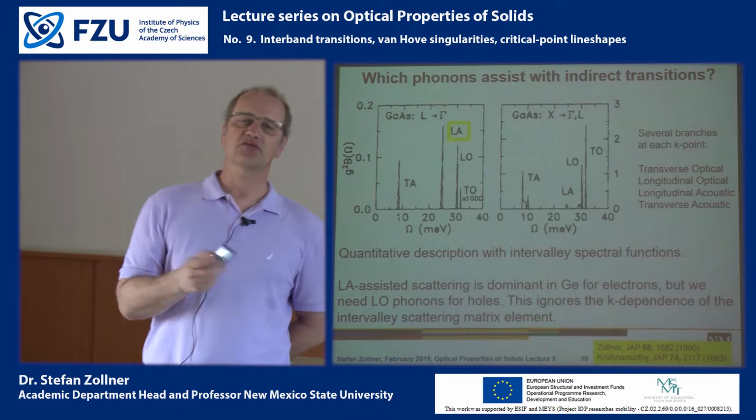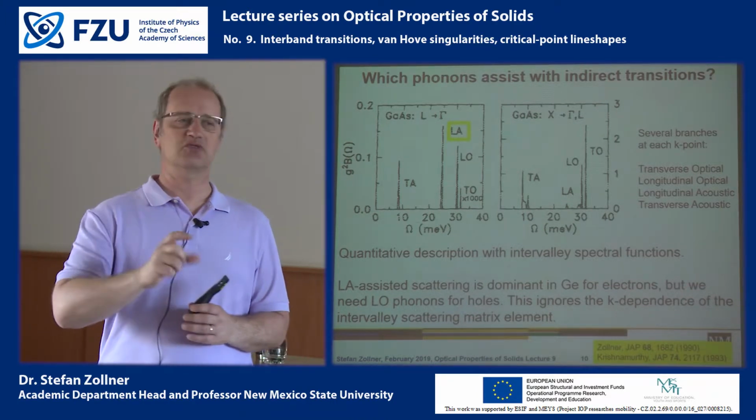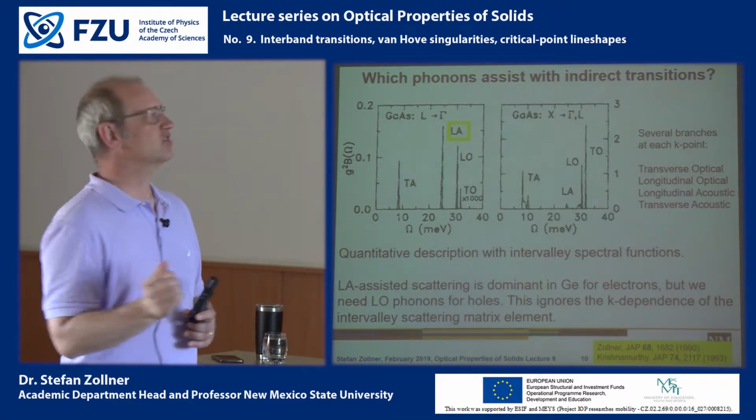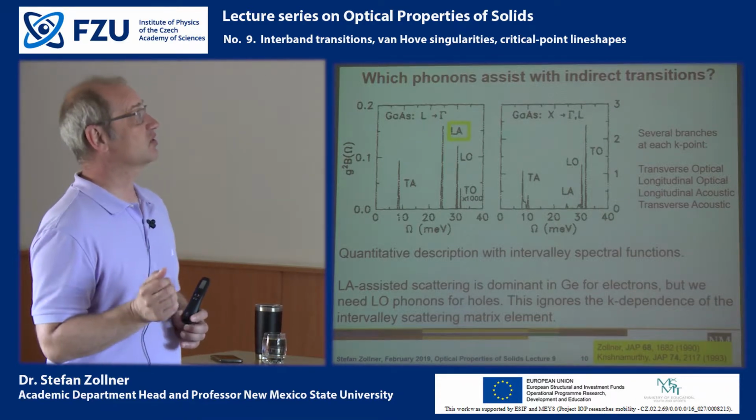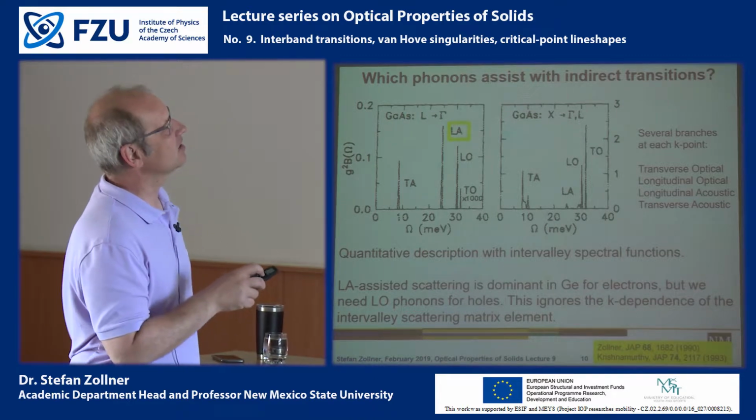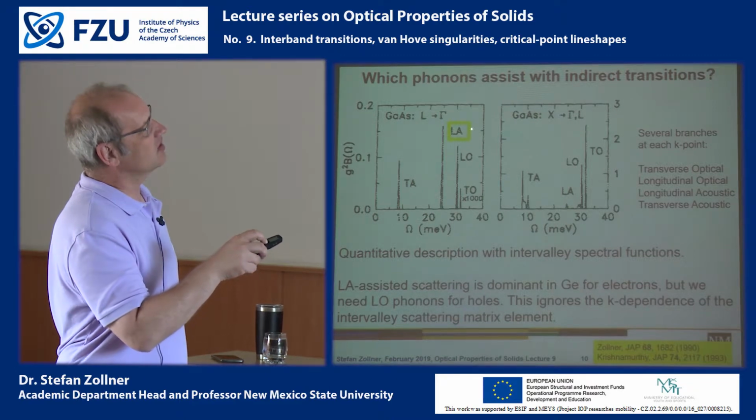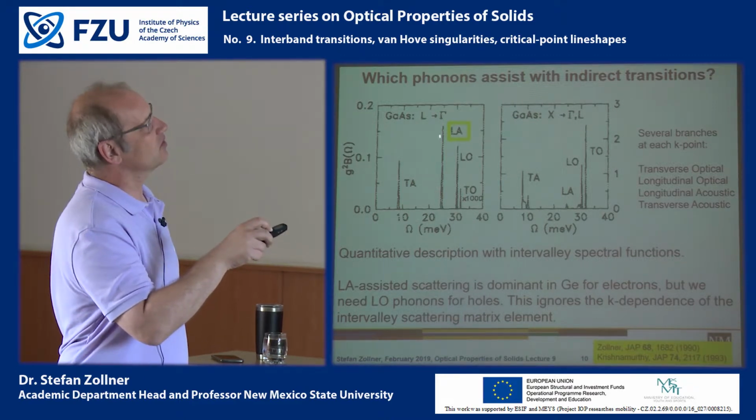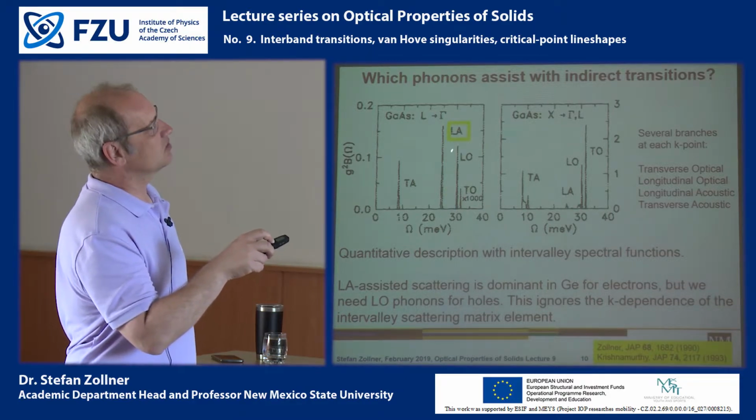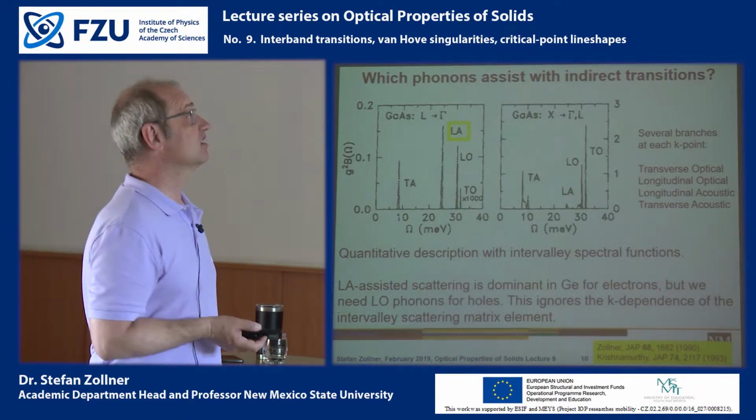Gallium arsenide is almost the same as germanium, except that there is a small dipole moment between the gallium and the arsenic. And therefore, many of the selection rules which are valid in germanium are also still valid in gallium arsenide. If we plot this intervalley spectral function, then we see that the longitudinal acoustic phonon has the strongest contribution. But we also have contributions from the longitudinal optical phonon.